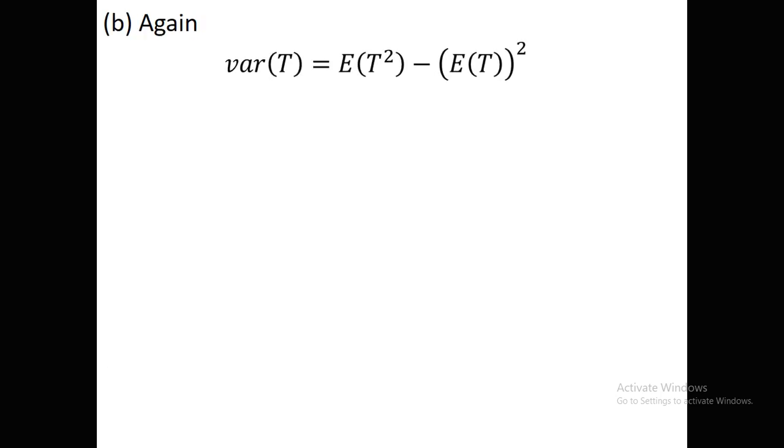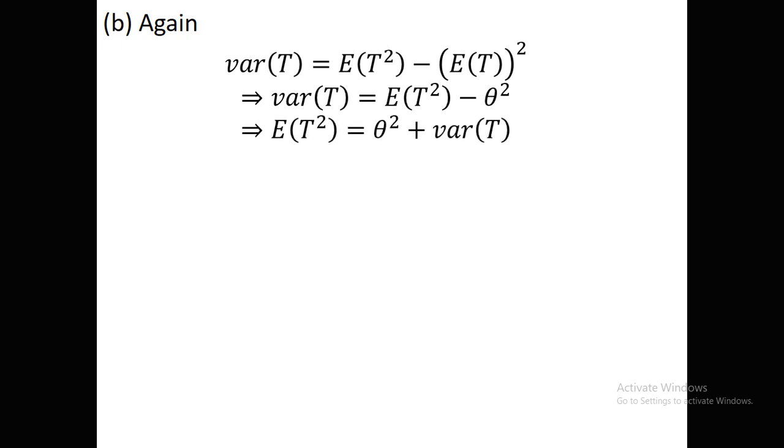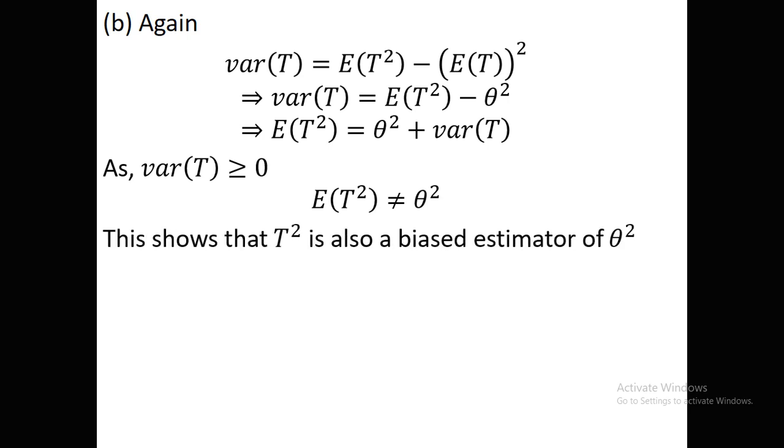Again, just calculate var of T, put the value of E of T, calculate E of T square. Since var of T is non-negative, we can say that E of T square is not equal to theta squared, then T square is also biased.